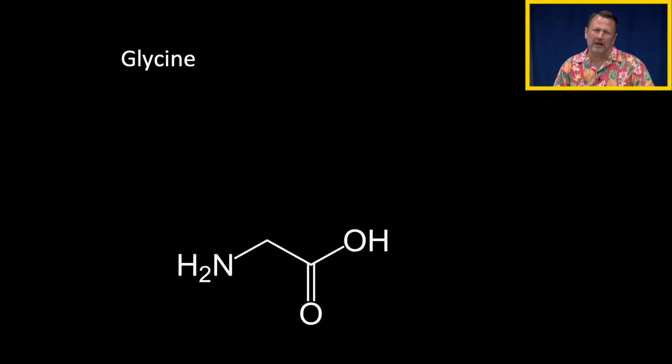All right, so here's glycine. Glycine does not have a left or right-handed version because that alpha carbon has hydrogens on both sides. So glycine is the simplest amino acid. It does not come in a left and a right-handed form.